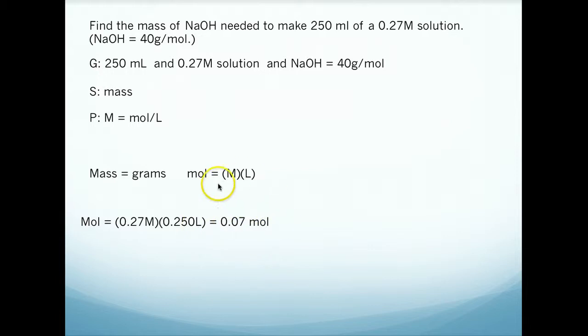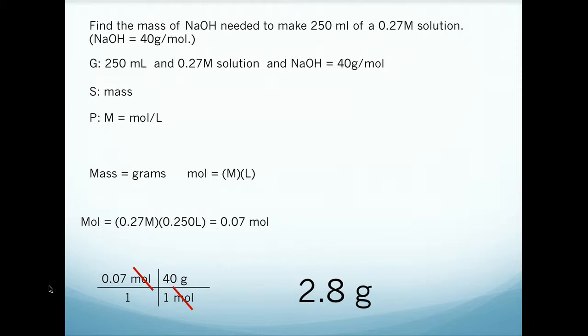We do the math, we're going to get 0.07 moles. So now we need to convert those moles to grams because it's asking what is the mass. We're solving for mass. So we take our given, we put it over 1, then we put our molar mass of sodium hydroxide here, making sure that moles is opposite moles, so that it can cross cancel. Okay, then we're left with the unit grams, and when we do our multiplication we see that it's 2.8 grams.